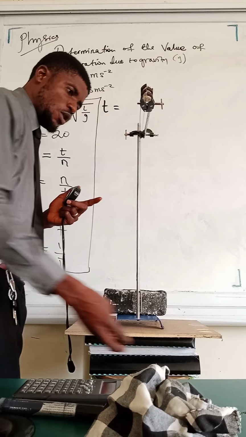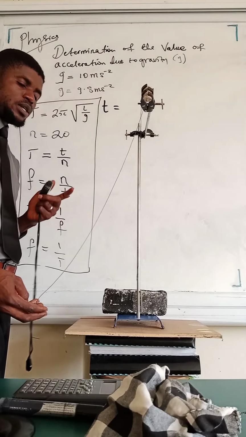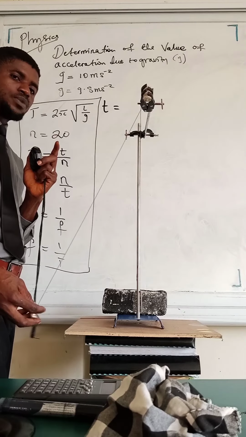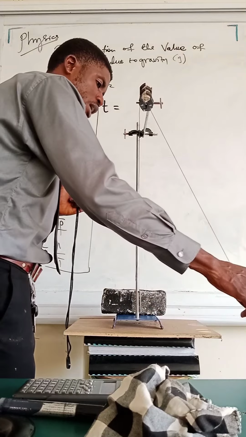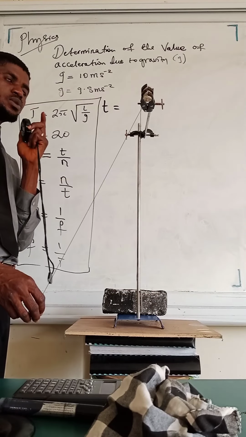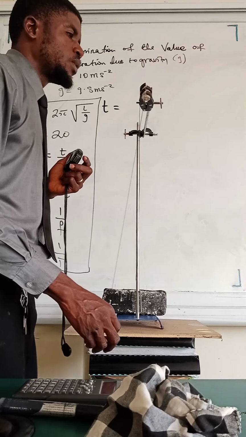To go back and confront, we call it one complete oscillation. I'll do that again. The bulb will be displaced. It will go this way and come back this way. That is one complete oscillation.